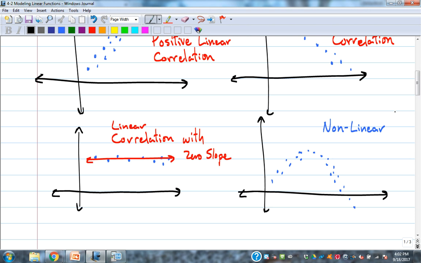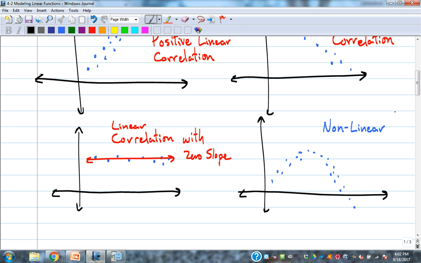situation number 3 would be a linear correlation with a zero slope. So it's constant all the way across there. Still a linear correlation in the form of a straight line, but it's straight across, so a zero slope on that. So that's situation number 3.